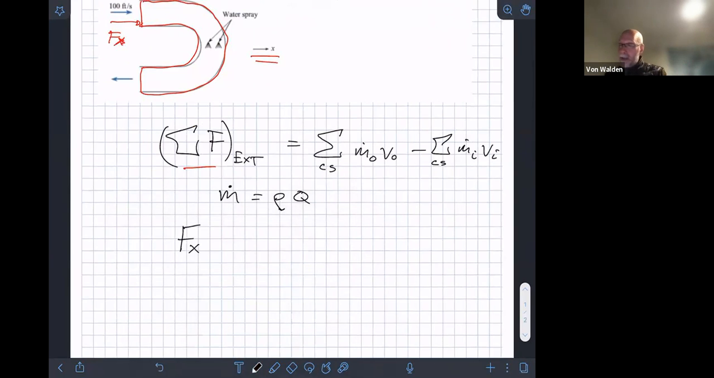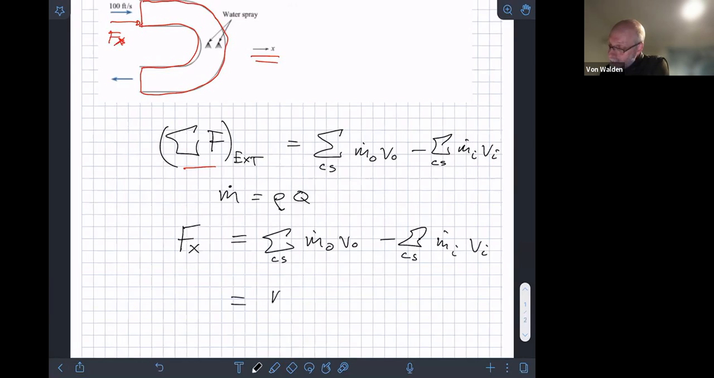This is just allowing for the fluid to have a force on the pipe, on the U shape. Across the outflow, we're going to take the outflow minus the sum of the inflows. In this case, there's only one of them, so it's really just m dot_o V_o minus m dot_i V_i.